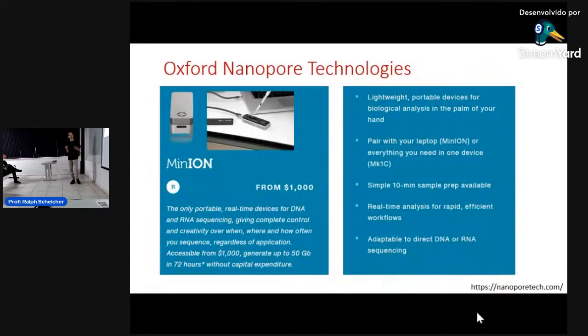And the cost is just around $1,000 US, so it's quite cheap compared to other methods. You can use it several times, but after a while the nanopores become clogged and you cannot use it anymore. Then you have to buy a new flow cell.